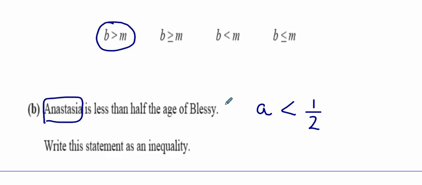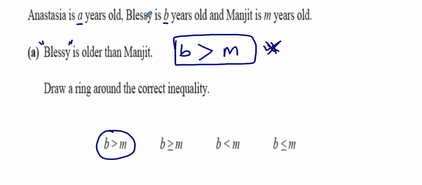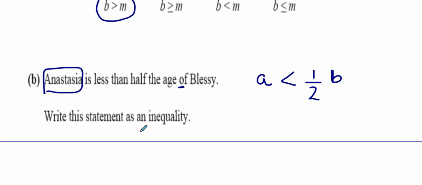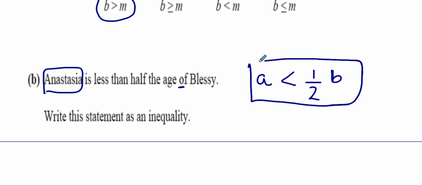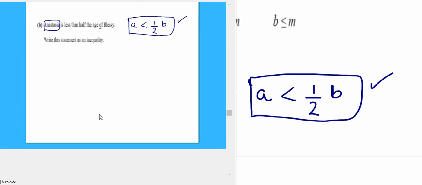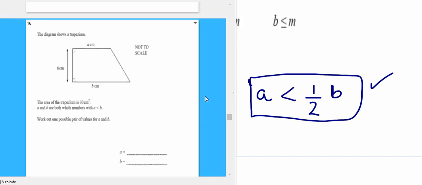So Anastasia is half the age of, so half of the age of Bless. It will be looking like this, because Bless is B years and Anastasia is A. So write this statement as an inequality. So this is the answer. This is the inequality. So easy. You can pause the video and take note of that. Otherwise, let us proceed.